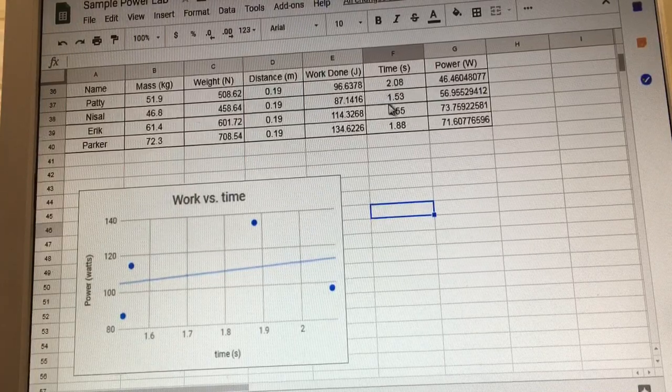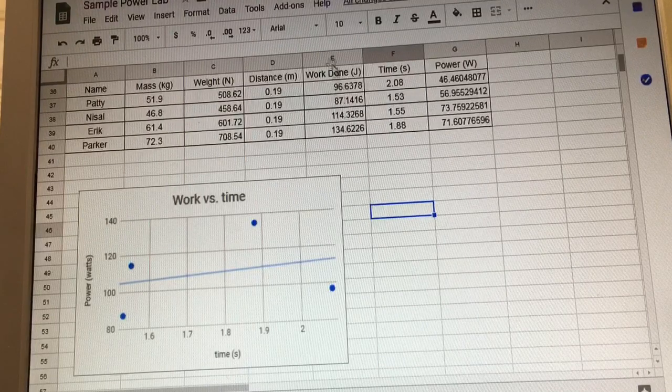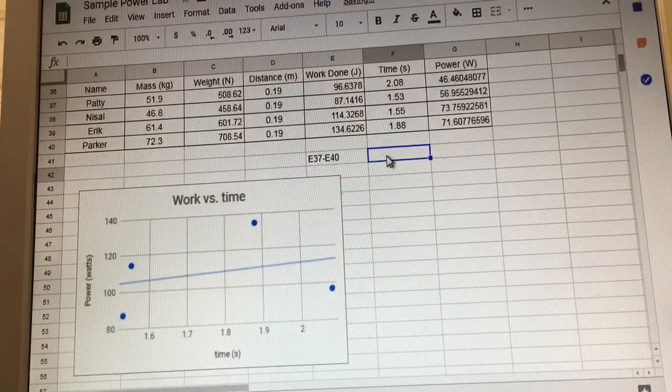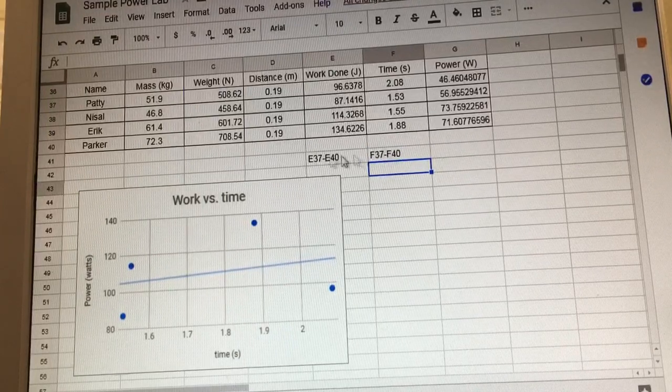For me, my work data is E37 to E40. All right, so I'll just write this down here so you can see it. It's E37 through E40. And then my time data is in F37 through F40. For you all, your stuff is probably like E2 through E, I don't know, 5 or 6 or something like that, and then F2 through something else like that. So that's where my data is. I don't have to write that down. I just wrote it down so you can see it, because this is something that I have to keep in my head.